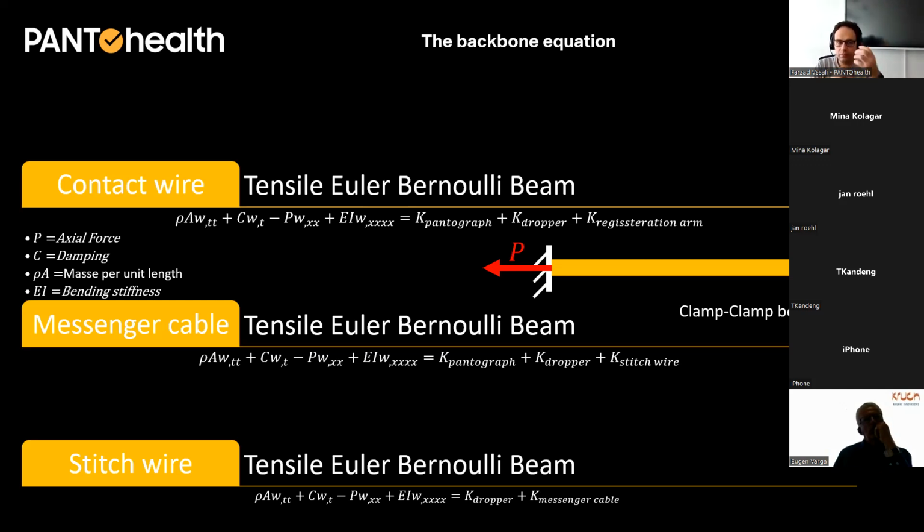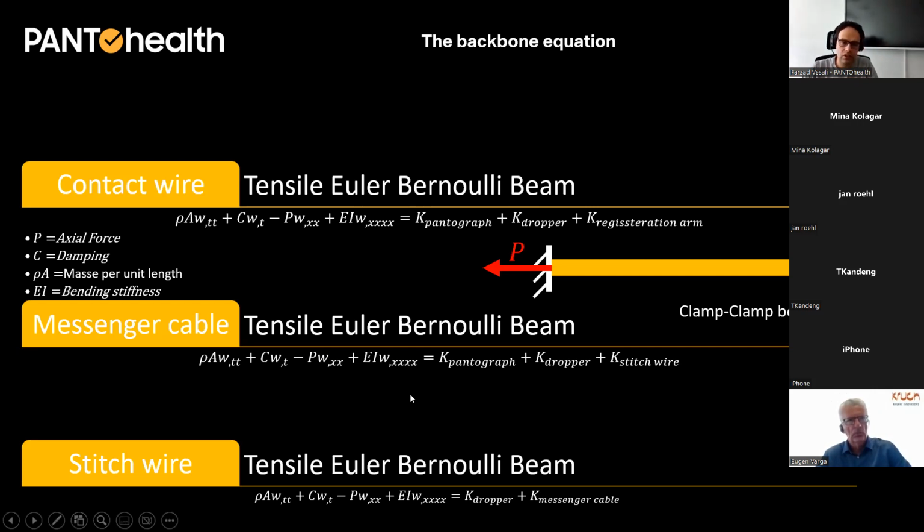Both wires are modeled with a tensile Euler-Bernoulli beam, and the governing equation is mentioned there. The left side of the equation is the governing equation of one element of the tensile Euler-Bernoulli beam, and on the right side you can see the different forces applied to this beam: the force by the pantograph, the force by the droppers, and the force by the registration arm. Other than these three forces, there are no other forces on the contact wire.